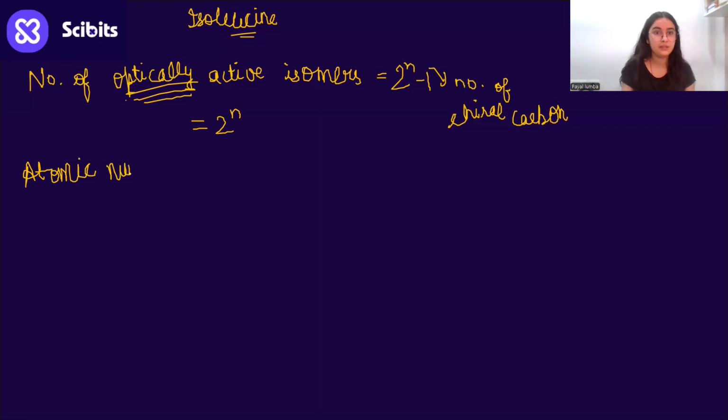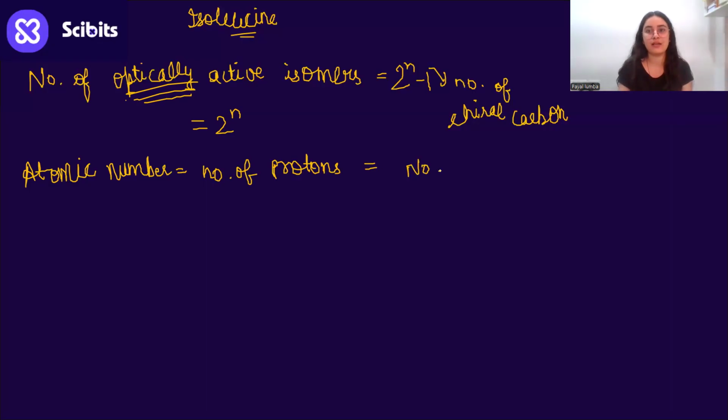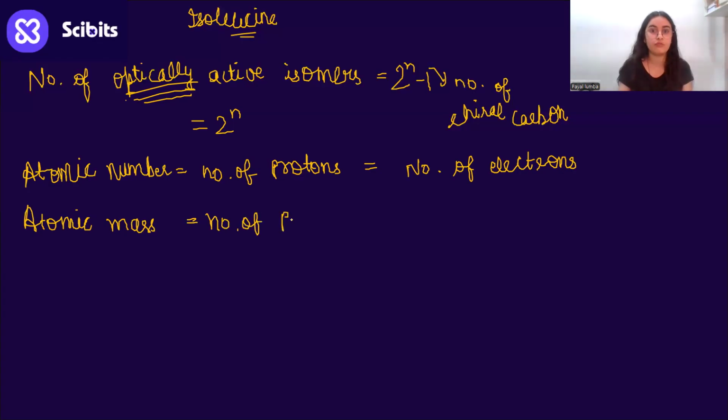The atomic number of an atom is equal to the number of protons in that particular atom, and if the atom is neutral, then it is also equal to the number of electrons in the atom. Okay. Then if I talk about atomic mass, then it is equal to the sum of the number of protons and the number of neutrons in the particular atom.